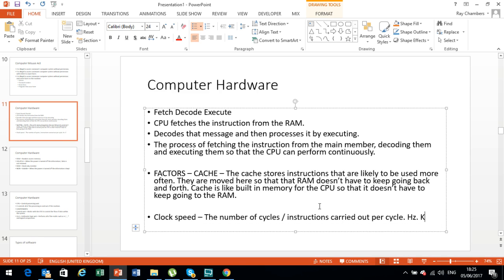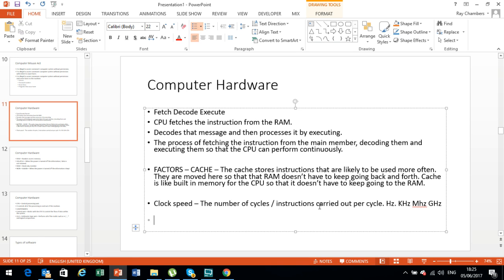Obviously, you've got kilohertz, megahertz, and gigahertz. Megahertz is 1,000,000 cycles per second. Gigahertz is 1,000,000,000 cycles per second. Now, the bigger the clock speed, the more instructions that are going to be carried out a second. So that's another thing that we need to be aware of.